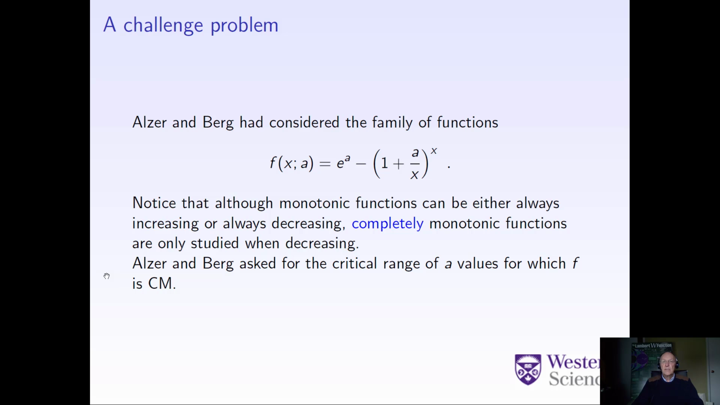One of the things that may not have been pointed out to you when you studied this limit is that 1 plus a over x to the x approaches the limit from below. Therefore, e to the a minus 1 plus a over x to the x will be a positive quantity, and it will tend to 0 as x tends to infinity. Will this be completely monotonic for all values of a? That's the problem, and now I shall switch to a Maple worksheet to show you how I tackled it.